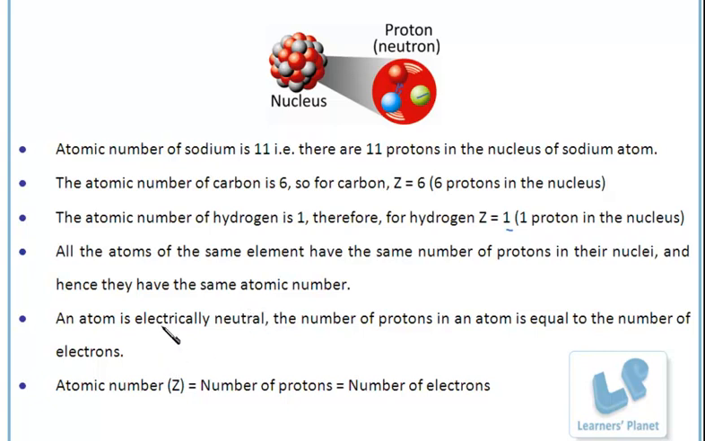Now students, we know that an atom is electrically neutral. An atom is not charged. An ion is charged. The cation is positively charged and the anion is negatively charged. But an atom is electrically neutral. So the number of protons in an atom is equal to the number of electrons. So we can say that the atomic number is equal to the number of protons, which is further equal to the number of electrons.